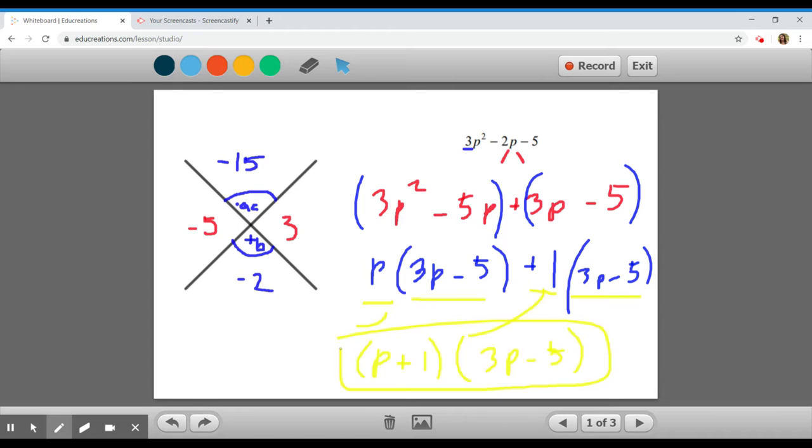The last thing I'm going to do is FOIL it out, hopefully a quick mental check at this point to see if it works. 3p squared minus 5p plus 3p minus 5, that'll work for me.